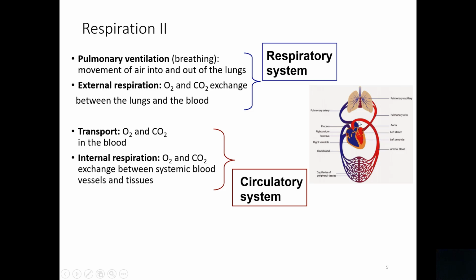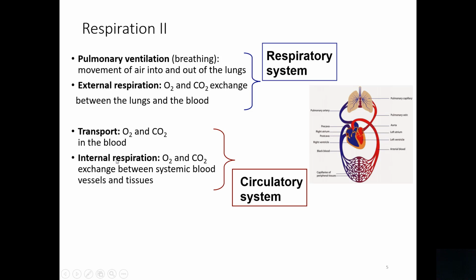Next one would be transportation. Oxygen is carried to the tissues through arteries and arterioles, and carbon dioxide will be carried from the tissues through the heart back to the lungs. When I say tissues, I mean absolutely all tissues of the body. Our nervous tissues, muscles, our skin, all of our organs, so all the tissues of the body.